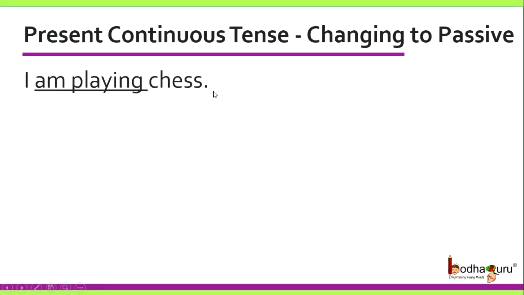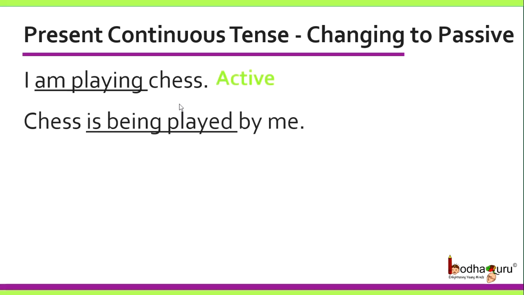Now let's come to present continuous tense. I am playing chess. Now, this is an active voice, and how do we change it? Chess is being played by me. As we see here, the object of the sentence becomes the subject, and the subject has been changed to become the agent who is doing the action. So, chess is being played by me.